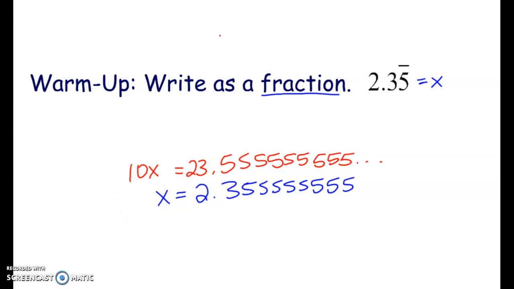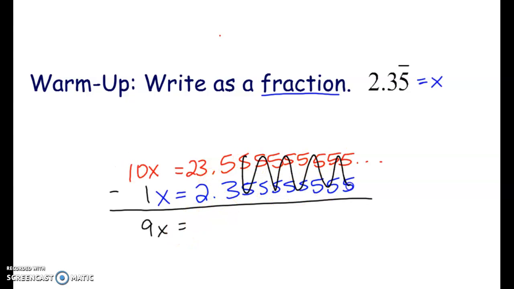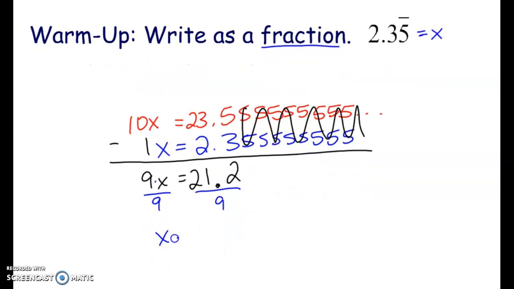And then we can subtract. 10x minus 1x is 9x. All the 5s, 5 minus 5 is 0, so they cancel out except for this first one, because that wasn't 5 minus 5, that was 5 minus 3. So we get 9x equals 21.2. Use your algebra skills to finish this. We're multiplying, so we need to undo that and divide. So we get 21.2 over 9.